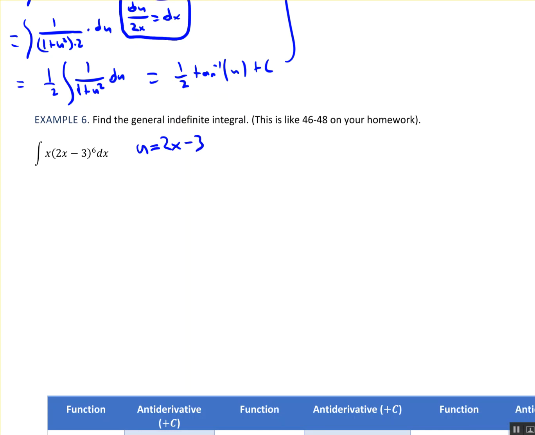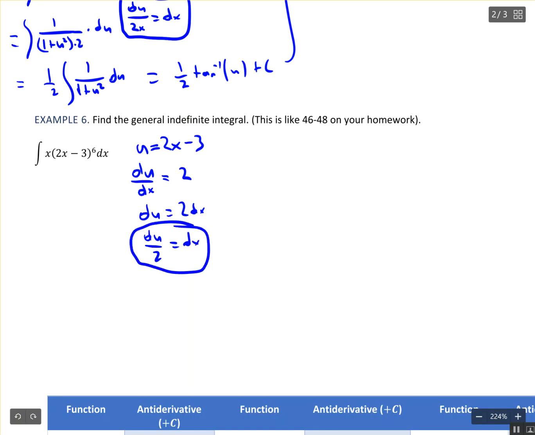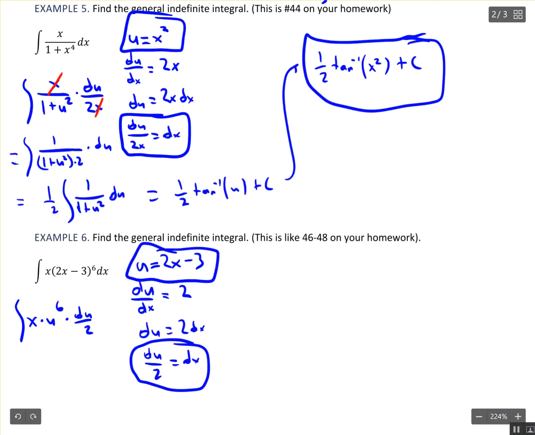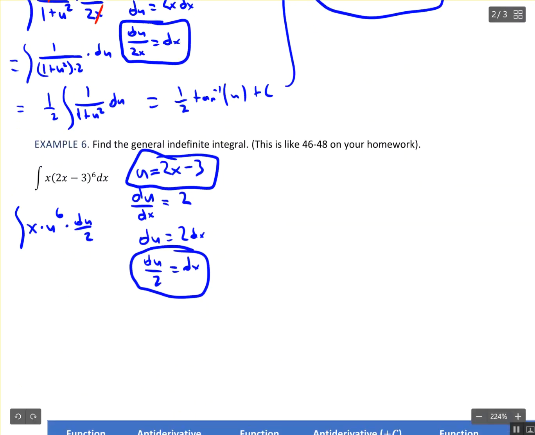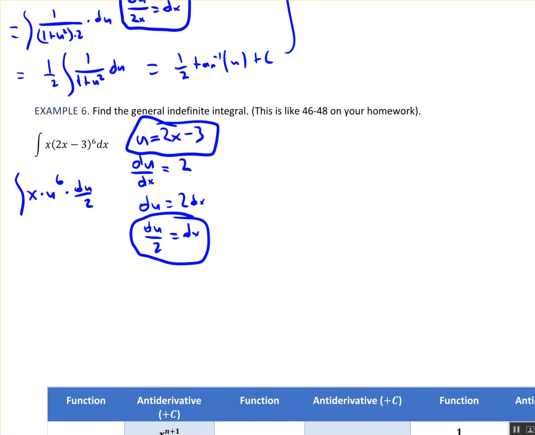So 2x minus 3 for our u, then du dx is equal to, the derivative of that is 2. So du equals 2 dx, and du over 2 is equal to dx. All right, so we're going to use this guy. So I get integral of x times u to the 6th times du over 2. Now remember, the first time we did number 5, we did it the wrong way, and we ended up with x's and u's, and I said there was nothing to be done there. In this one, I might be able to do something.